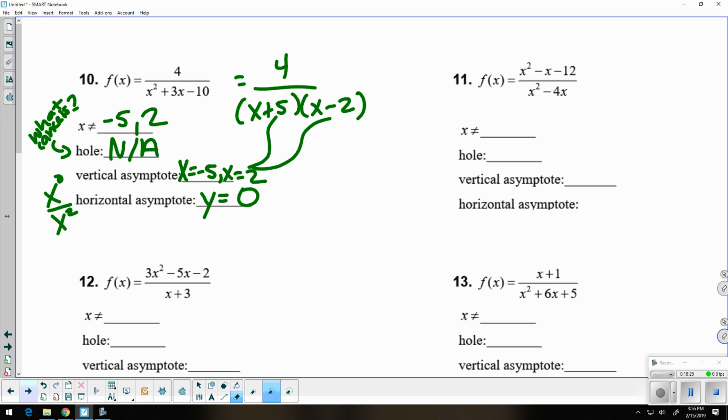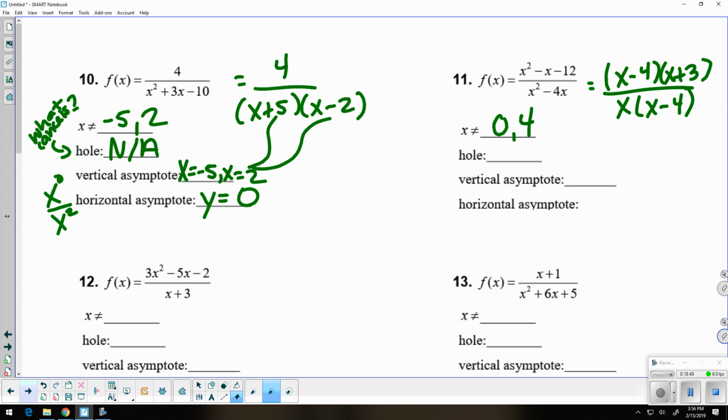Okay, let's try the next one. Number 11. Factoring this out, you have x minus 4 times x plus 3 on top. On bottom, just take out an x, take out a GCF. Okay. So there are two undefined values: 0 and then 4.